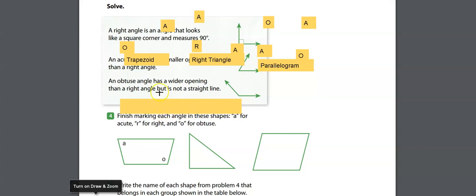So I see that my right triangle has 2 acute angles and a right angle. So I'm going to write right triangle in this column.